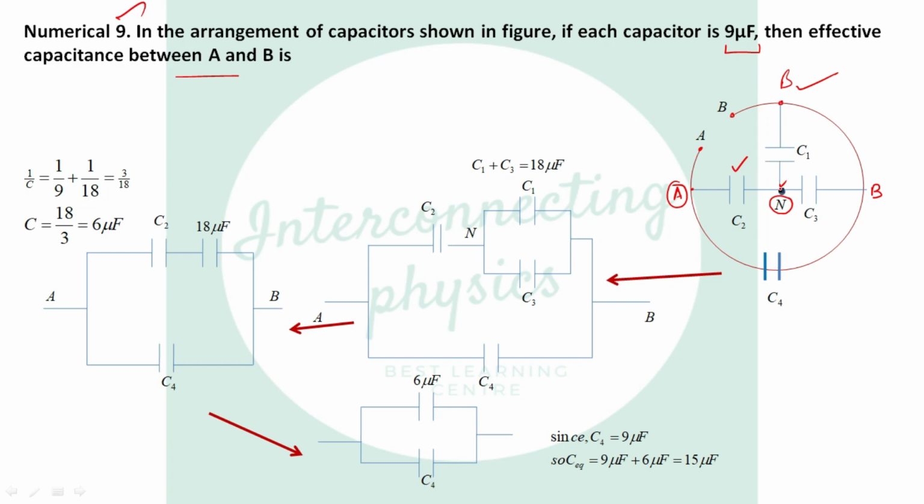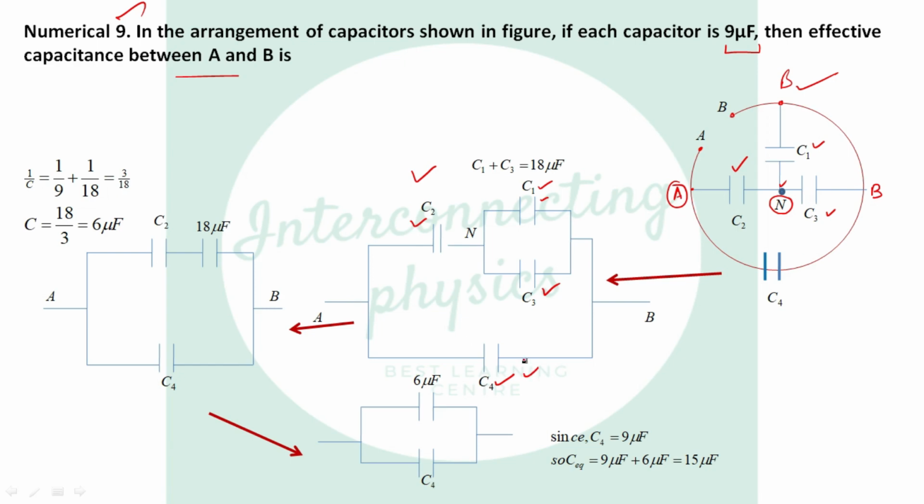From B to N, one capacitor, and from B to N, the third capacitor, C1 and C3. From N to A, C2, N to A, C2, and A to B, C4. Again, let us repeat: from B to N, C1; from B to N, C3; from N to A, C2; from N to A, C2; from A to B, C4.